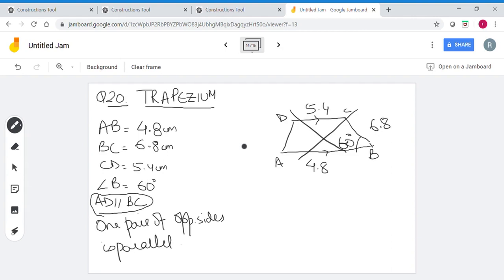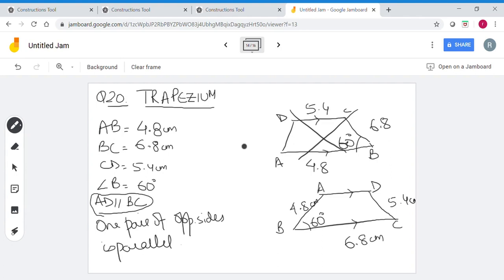Let me draw the rough diagram again with AD parallel to BC. So this is A, B, C and D. AD parallel to BC. Angle B is given as 60 degree. AB is given as 4.8 centimeter. BC is given as 6.8 centimeter. CD is given as 5.4 centimeter. Perfect. So let's look at how will we construct.